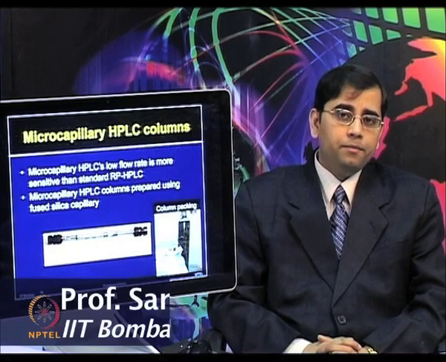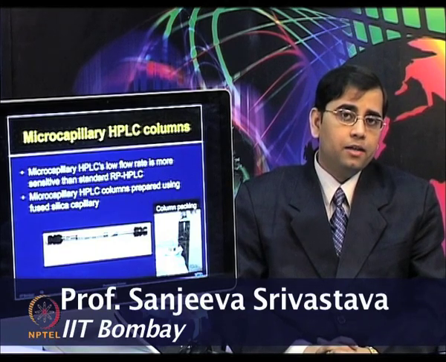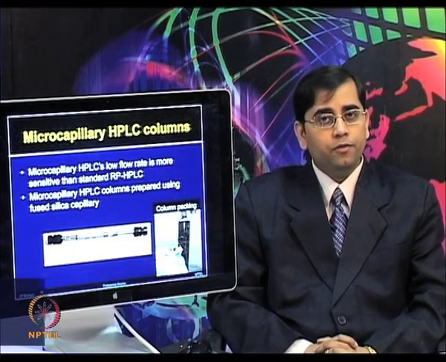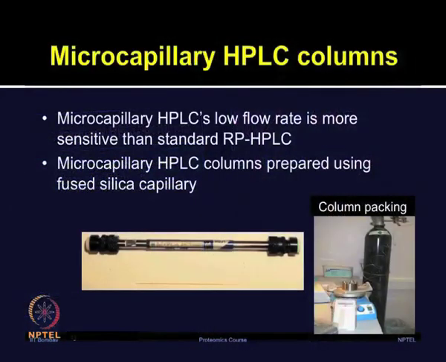Now, HPLC can be microcapillary, it can be nano LC, or it can also be different types of chip-based chromatography separation. For proteomics, various types of microcapillary, nano LC and chip technologies are currently used. In microcapillary HPLC, the low flow rate, which is less than 1 microliter per minute, is more sensitive as compared to standard reverse phase HPLC, which is around 50 microliters per minute.